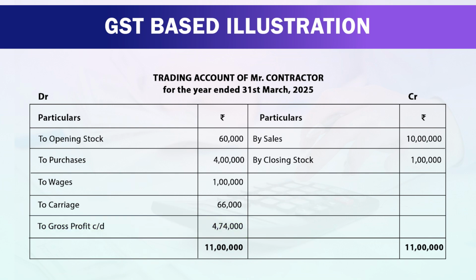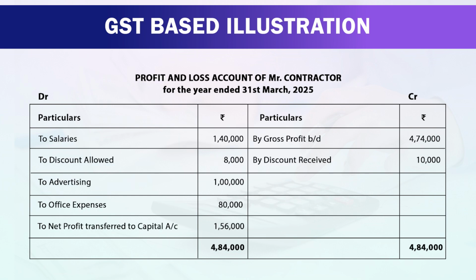This gross profit will be transferred to the credit side of our P&L account. At the credit side of the P&L account, we have disclosed gross profit of rupees 4,74,000. At the same time, we have received discount of rupees 10,000 also. Now, let us have a look at the debit side of the P&L account. Salary expense we have of rupees 1,40,000, discount allowed 8,000, advertising 1 lakh, office expenses 80,000.